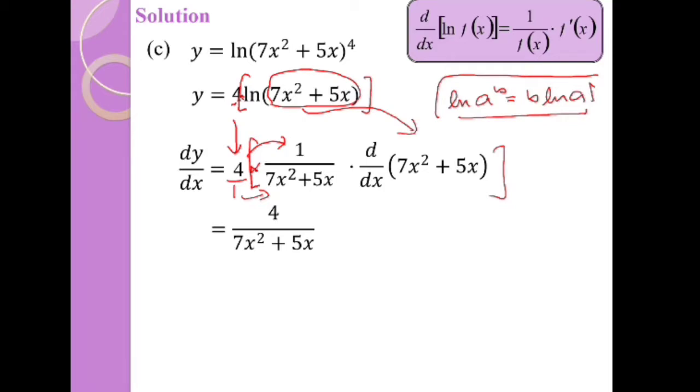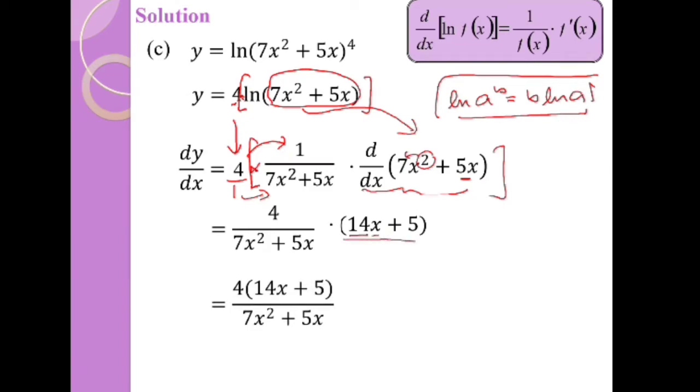And then behind it, just multiply it with the derivative of 7x² + 5x. Differentiate this. 7 times 2 is 14, x to the power of 1, and differentiate 5x, you get 5. Also note that this is just over 1, so you can multiply numerator with numerator, denominator with denominator. But do not expand this 4, because the simplified answer would be in the factorized form. So you can just leave your answer like this, or you can also factorize the denominator if you like. And that will be your final answer.